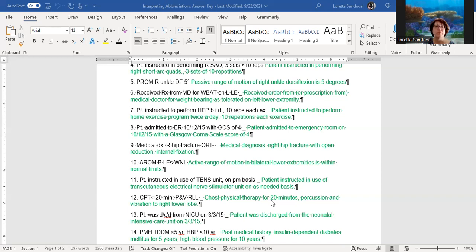DC is discharged. NICU is the neonatal intensive care unit and the date that they were discharged. So I think most people got that really easily.